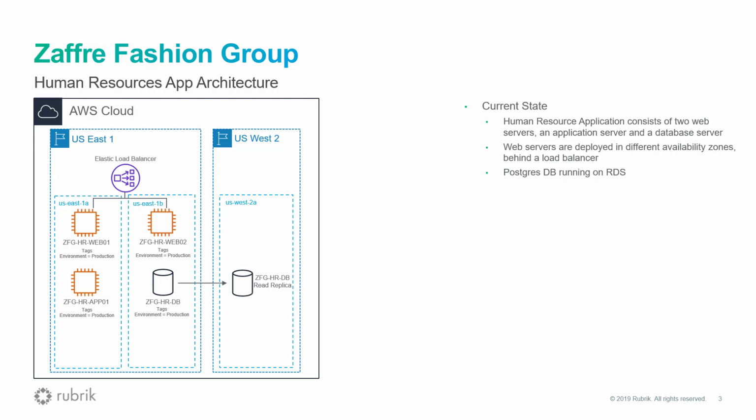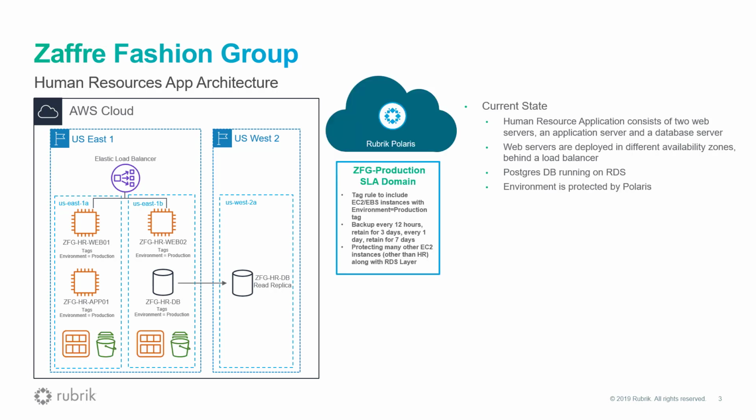Now the web servers are deployed in different availability zones, and they're sitting behind a network load balancer as well. And the Postgres database, which hosts all the data, is running within RDS with a read replica already configured in US West 2, so we don't have to worry about that. Also, Zafra is protecting this whole AWS environment with Rubrik Polaris. They do already have a tag rule configured, which includes EC2 and EBS instances which have an environment tag set to production.